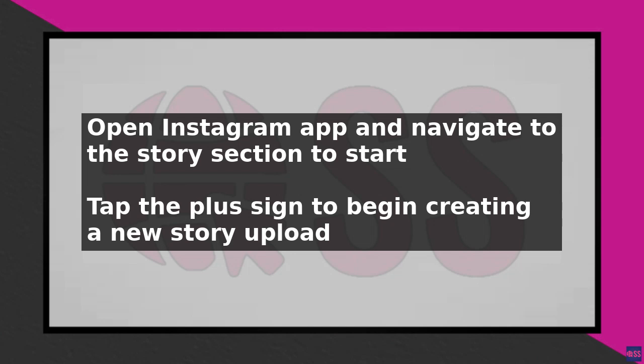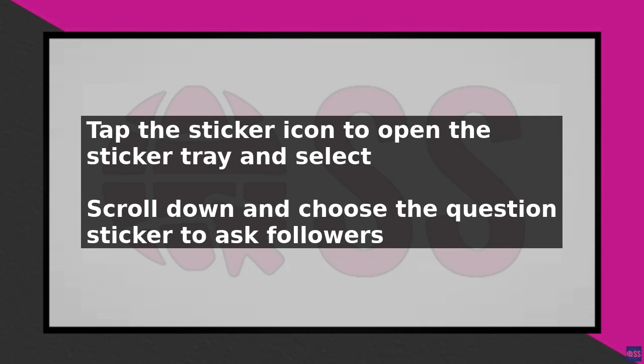Next, tap the sticker icon at the top right corner of the screen, which looks like a square with a face. This will open the sticker tray, where you can browse through various stickers and features. Scroll down and select the question sticker, which says Ask Me a Question.